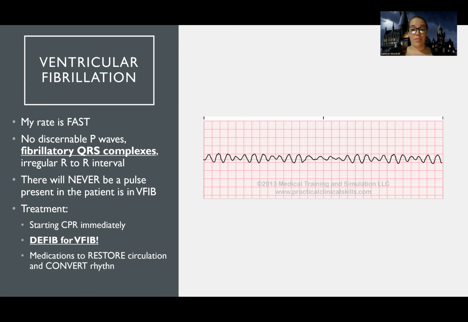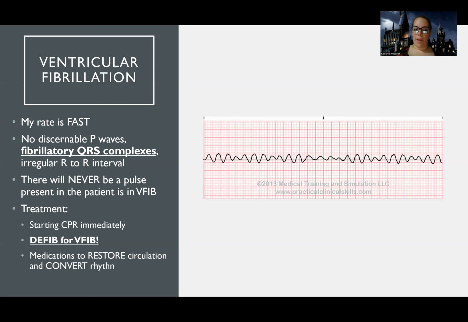If the bottom of my heart is fibrillating, that is not pumping blood forward to my heart and my lungs. So that is zero cardiac output. Something really important to note here: I can have V-tach with a pulse, but I cannot have V-fib with a pulse. There will never be a pulse in a patient with V-fib.